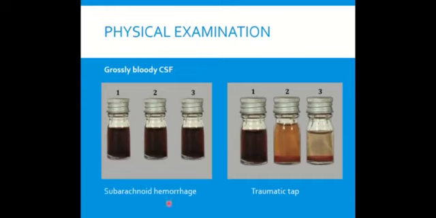Now I give you some differences between subarachnoid hemorrhage and traumatic tap. In subarachnoid hemorrhage, blood is mixed with all test tubes uniformly. In traumatic tap, tube 1 and tube 2 are more bloody than tube 3. Pressure is often increased in subarachnoid hemorrhage, normal in traumatic tap. Blood does not clot in subarachnoid hemorrhage. Blood often clots in traumatic tap.